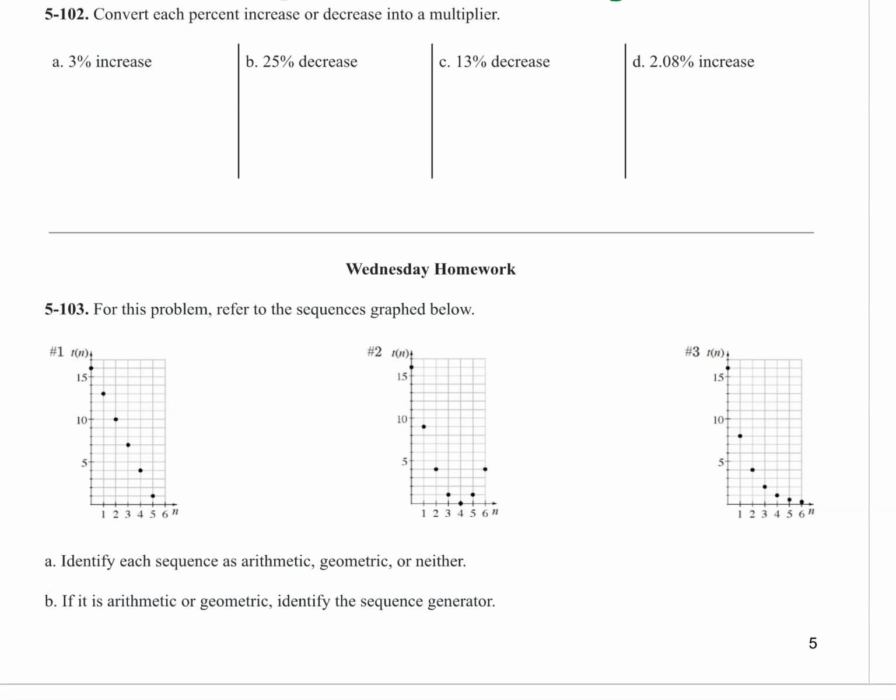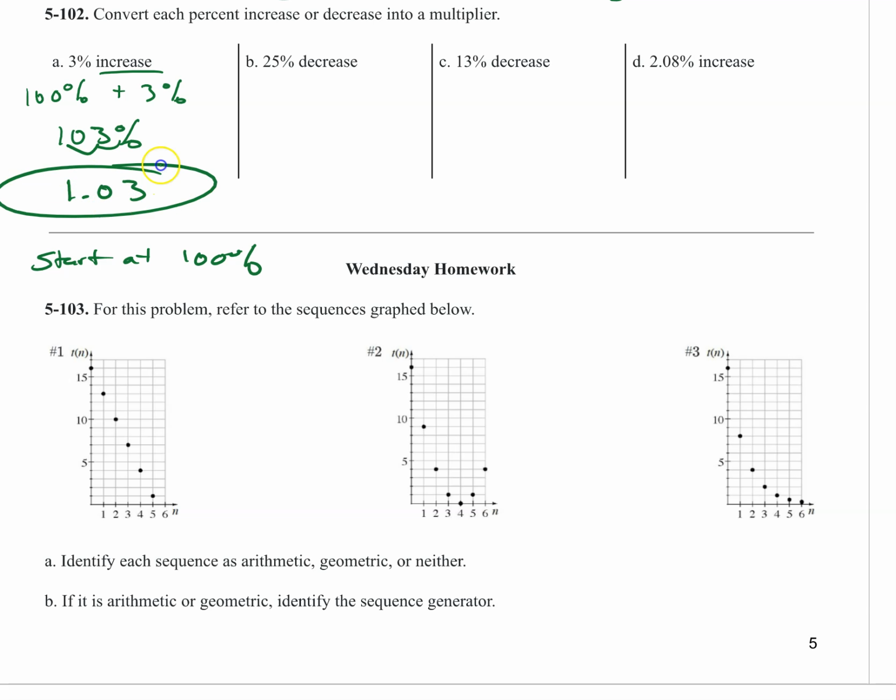Convert each percent increase or decrease into a multiplier. Alright, let's not forget, we need to start at 100%. So for a 3% increase, start at 100%. Increase means add. 100 plus 3 is 103%. Now if we take it back to a decimal to get our multiplier, 1.03.